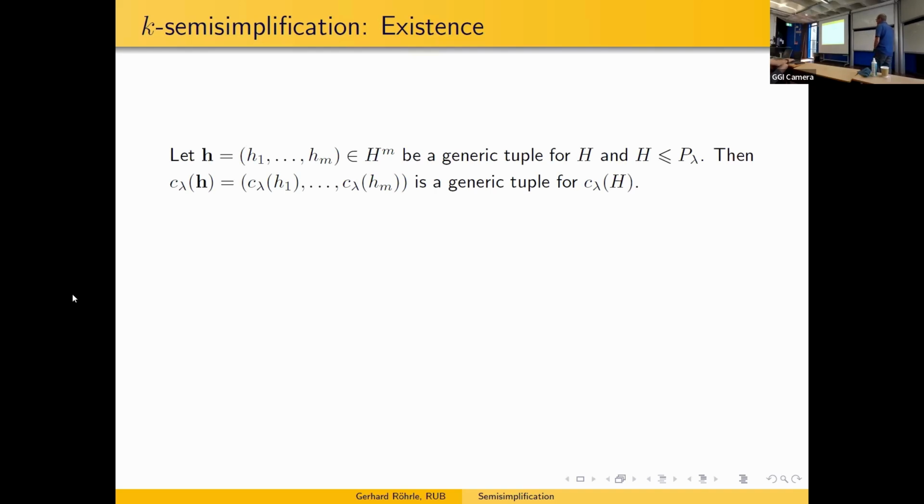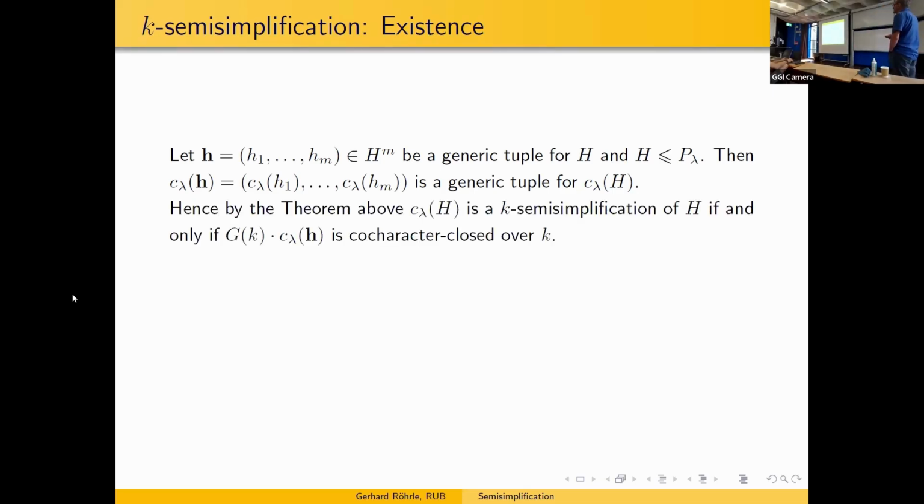You take a generic tuple, and imagine H lives inside of your R-parabolic subgroup P lambda, and the c lambda of H is the generic tuple for the image of H in this Levi. That's easy to see. So by this theorem above, this equivalence of cocharacter-closed orbits and GCR-ness, the c lambda H is a K-semisimplification if and only if this rational orbit of this point c lambda H is cocharacter-closed.